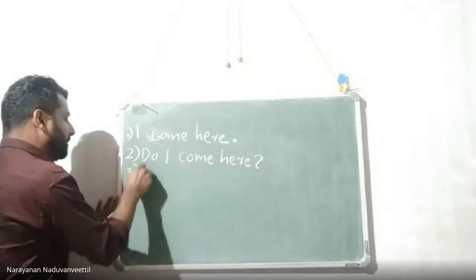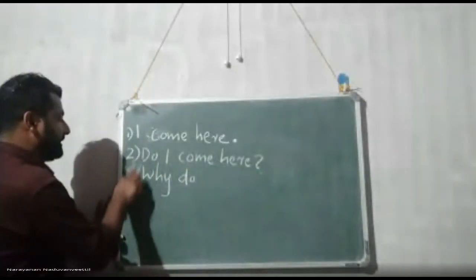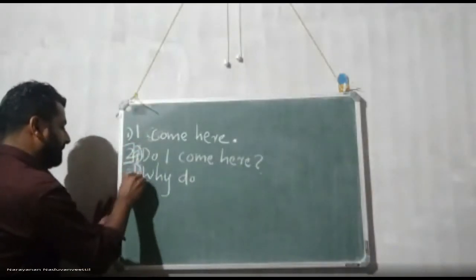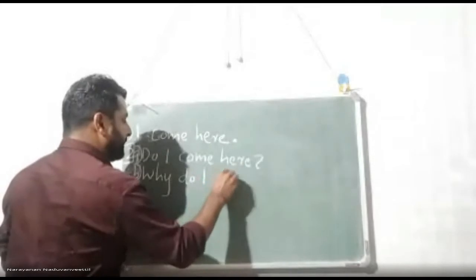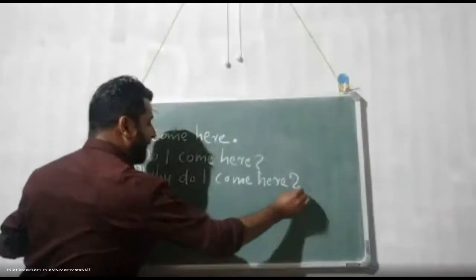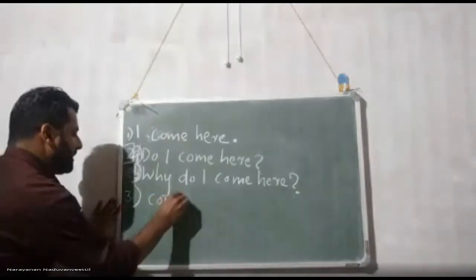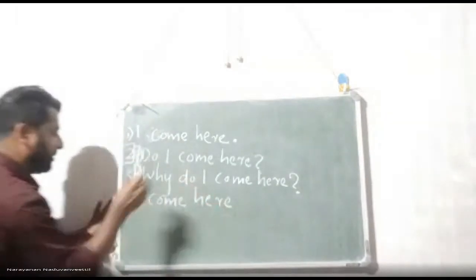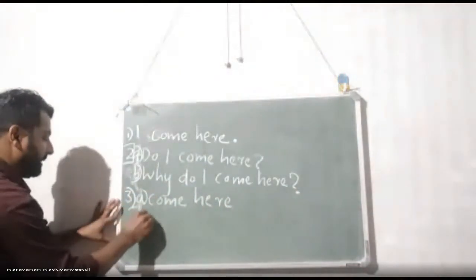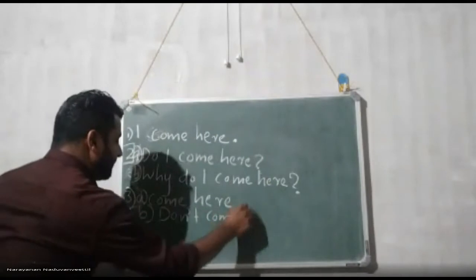It's not the third one, it's the second section with A and B. In the second, we have two types, A and B. Why do I come here? Third one, come here. It also has two parts, positive imperative and negative imperative. B, don't come here.